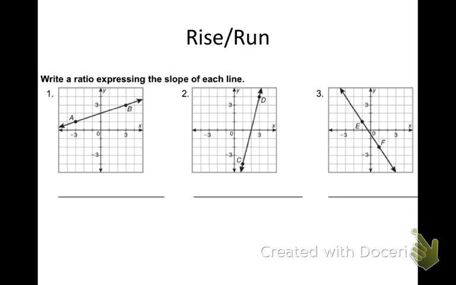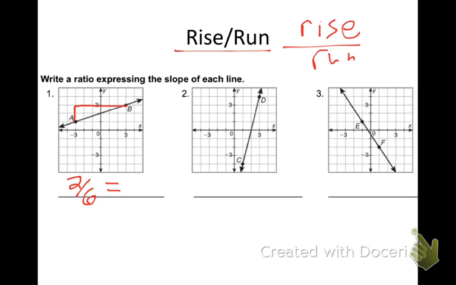I want to write a ratio expressing the slope of each line. Now again, slope, remember, is rise over run. So I'm going from A to B. I'm going to rise 2, run 6, 2 over 6, which simplifies to 1/3. That is my ratio comparing the rise to the run.